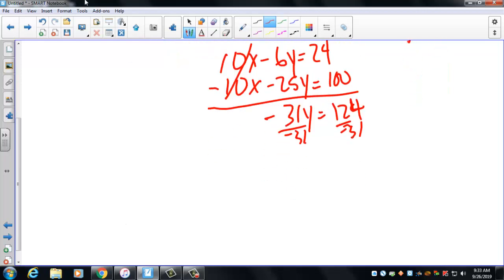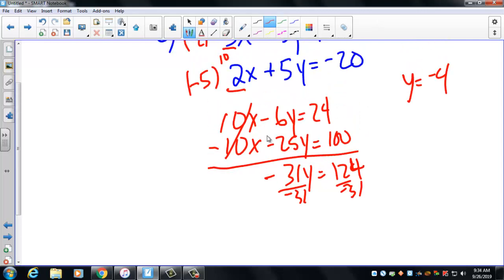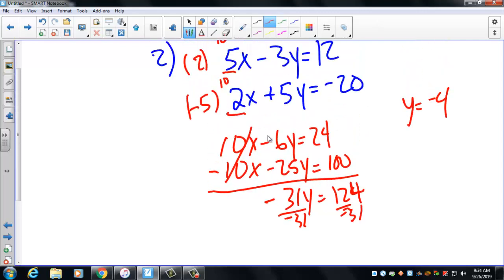Okay. How do you get negative 1? How do I get what? Negative 1. 124 divided by 31. Oh. Okay. Yes. So you multiply 5 and 2 to get 10? Yes. Makes sense. Yeah.